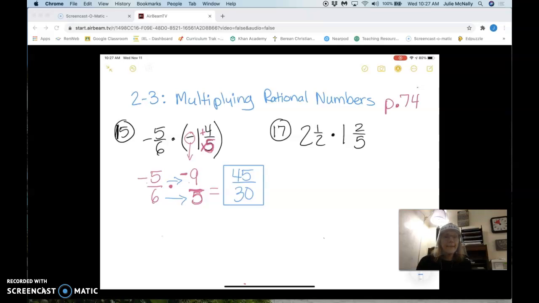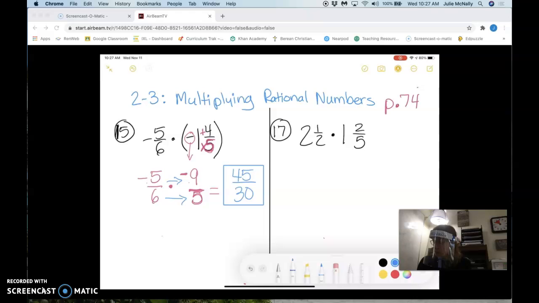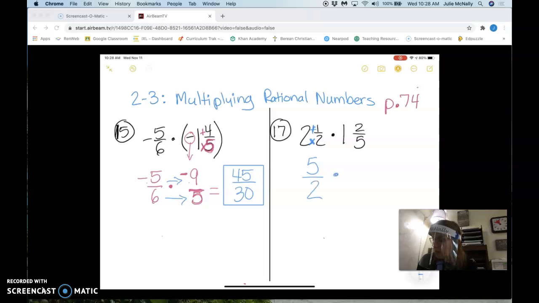Okay, so the next one has 2 mixed numbers that we have to turn into improper fractions. So I'm going to draw a line here to separate my problems. Remember, multiply the bottom number times the big number. What's 2 times 2? 4. And then add the top number. What's 4 plus 1? 5. Bottom number stays the same, 5. And then we'll do the same thing to this mixed number. 5 times 1 is what? 5. And then 5 plus 2 is what? 7. And then keep the bottom number the same. 5.